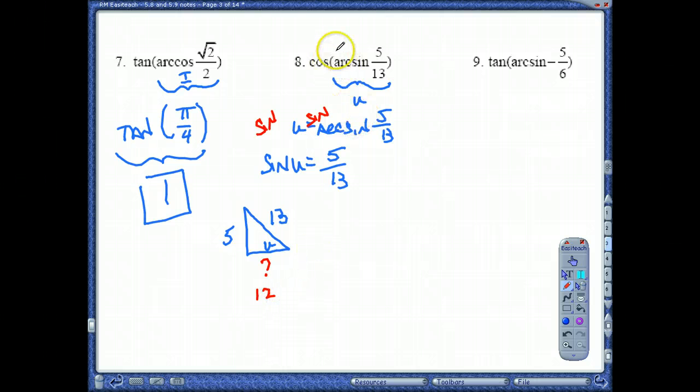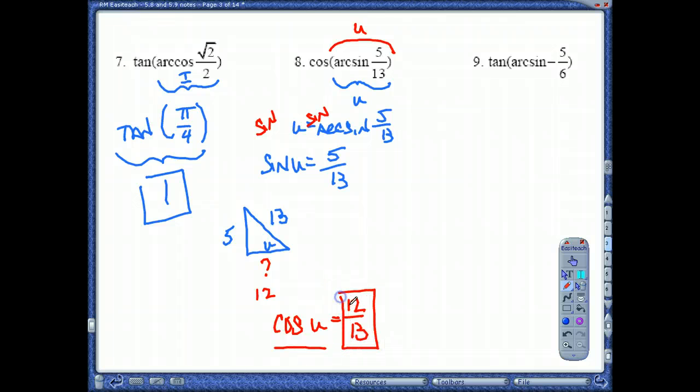So everything in that parenthesis is u. So really, we're just asked to find the cosine of u. All of this right here is u. So we're asked to find the cosine of u. We now have a triangle set up. Cosine is adjacent over hypotenuse. So that's just going to be 12 over 13. So my answer is 12 over 13. So even if it's not a special angle, we can still get through it.